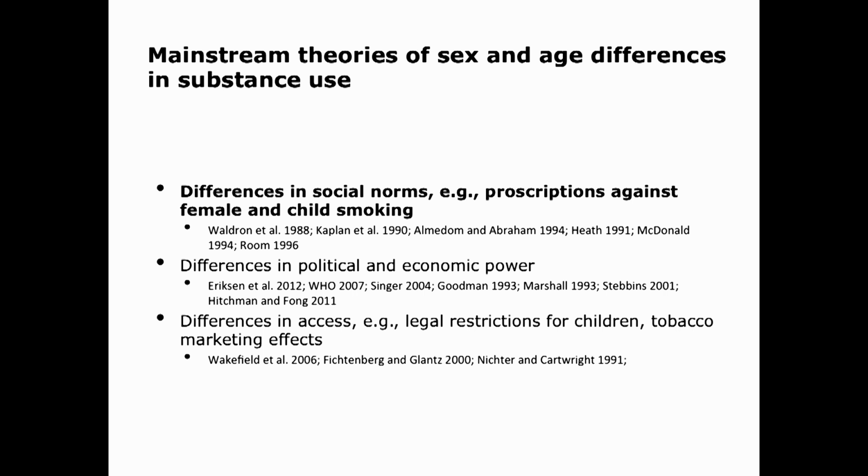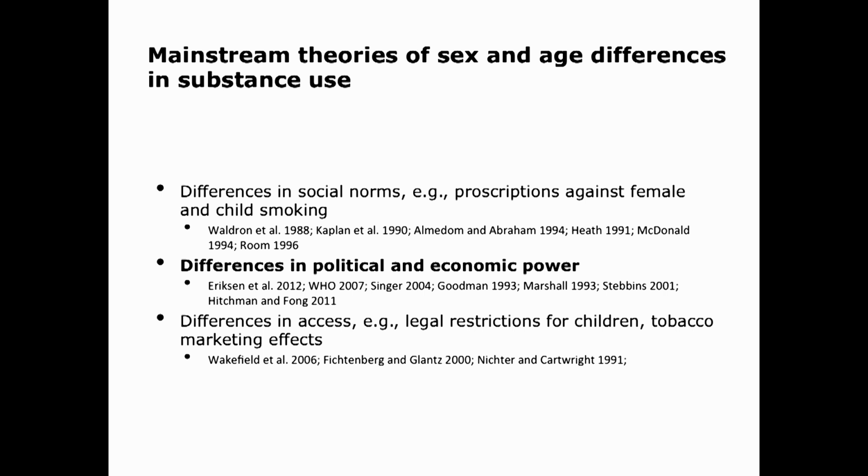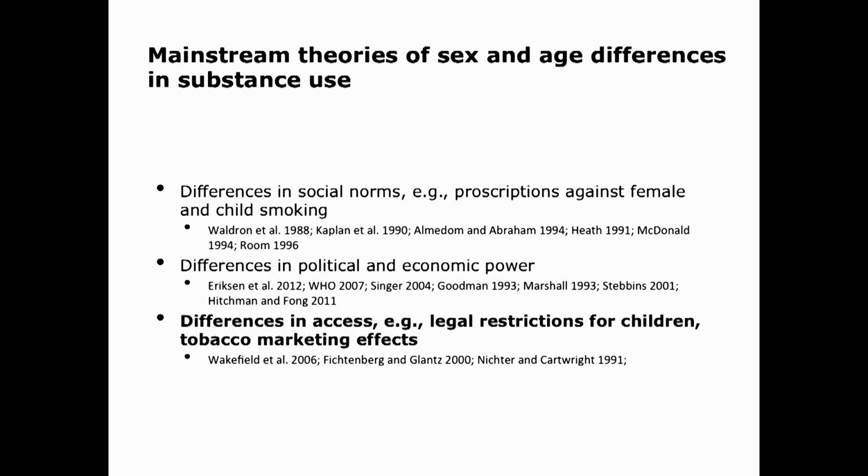So, we have prescriptions against child smoking. We have prescriptions against pregnant women smoking in our culture. So maybe that explains why some of these people aren't using. There's differences in political and economic power, and also differences in access. So if you're under 18, you can't buy tobacco, a lot of legal restrictions on it. So all these have, in part, some effect on patterns of tobacco use.